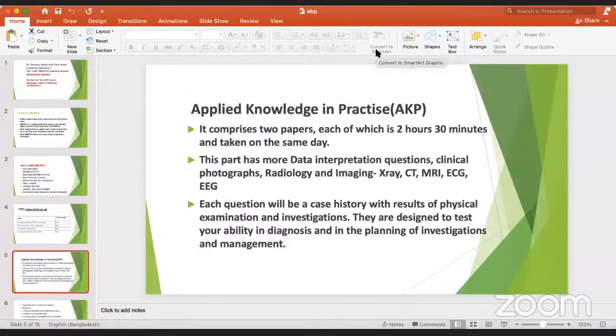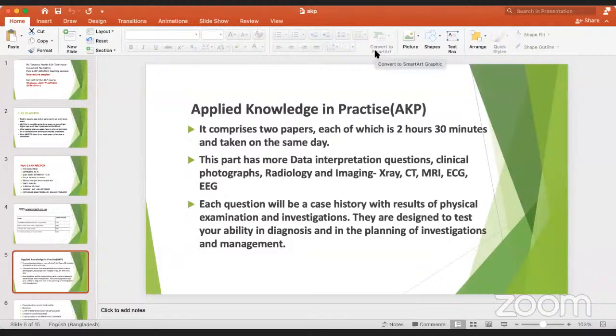Every question will be based on a scenario, like the age of the child, the problem of the child, the examination findings and the investigations of the child. Sometimes they will give you an X-ray, and then you have to identify the condition.